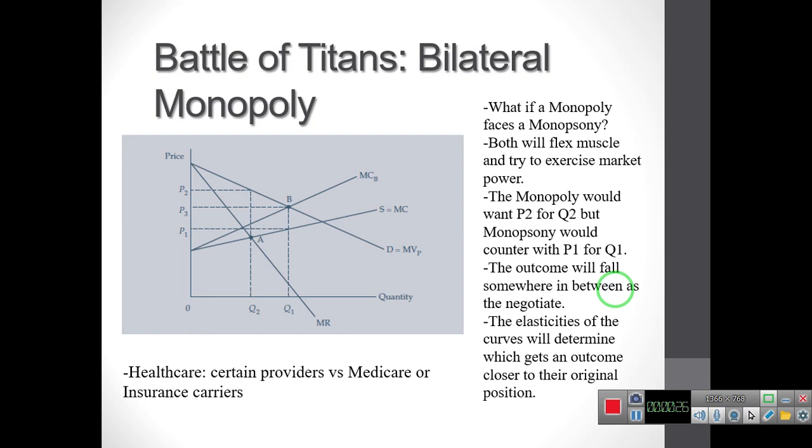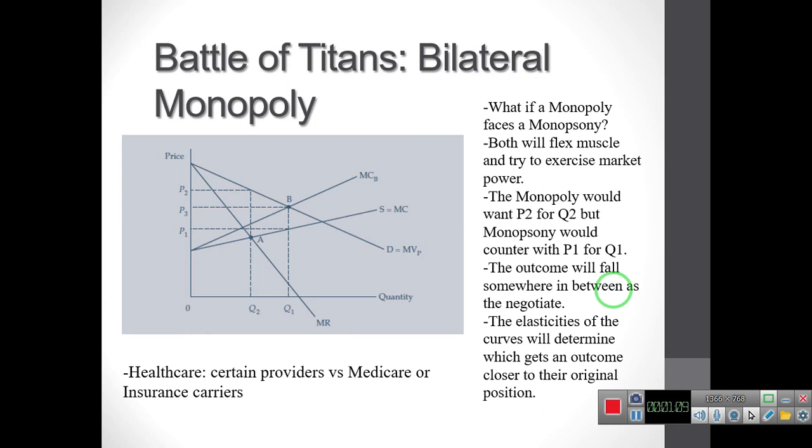And we start with a battle of the titans, a bilateral monopoly. So what would happen if a monopoly and a monopsony face off? Remember, a monopoly is a single supplier, a monopsony is a single buyer. For example, a hospital that is the only hospital in the area and the only one that hires nurses and doctors. They are the ones buying, right? So that would be a monopsony, or it could be the hospital as a monopoly if it's the only place where you can get treatment.